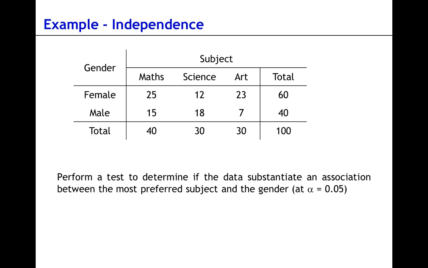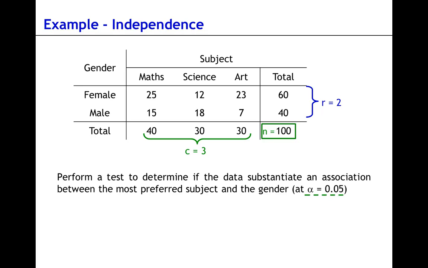In this example, we are given a contingency table split by both preferred subject as well as gender, and are asked to test the independence of the two variables. There are two rows of data, so R is equal to 2, and there are 3 columns of data, so C is equal to 3. A total sample size of 100 students is observed, so N is equal to 100. Alpha is given to be 5%.